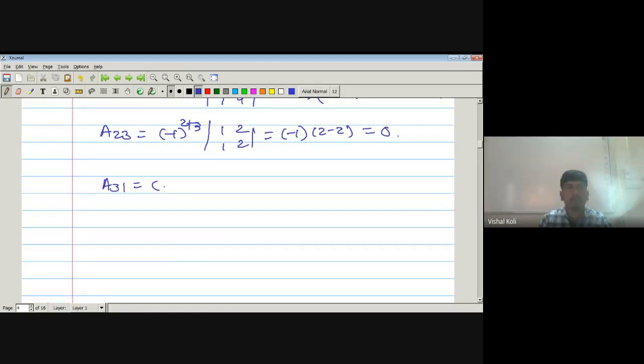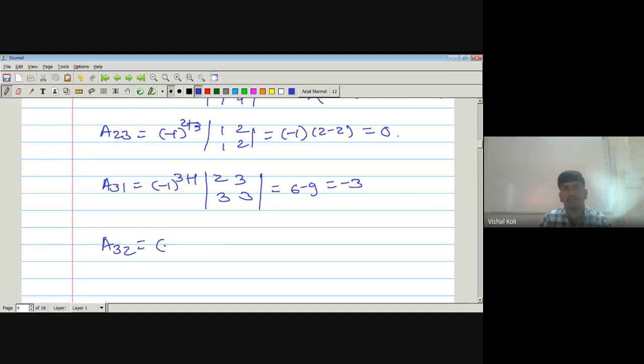is equal to (-1) to the power 3+1 into |2 3; 3 3|, which is equal to (-1) to the power 4, which is 1, into (6 minus 9), which is minus 3.